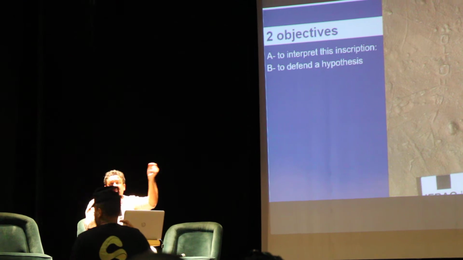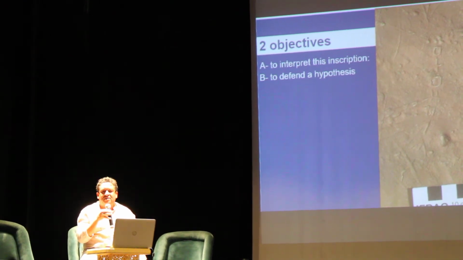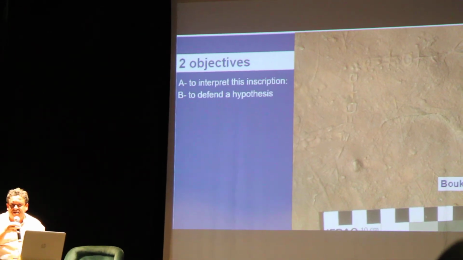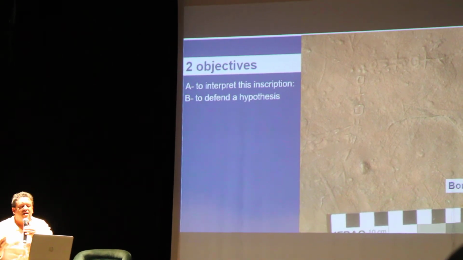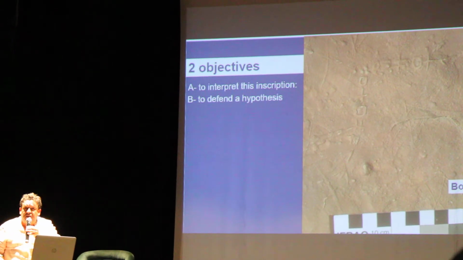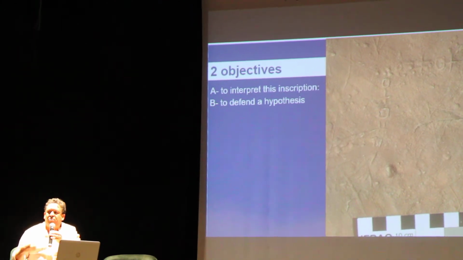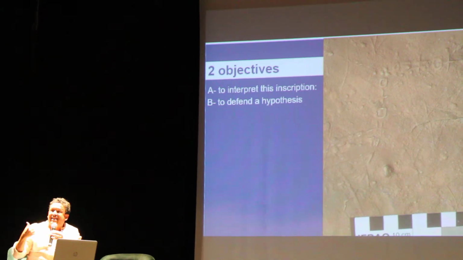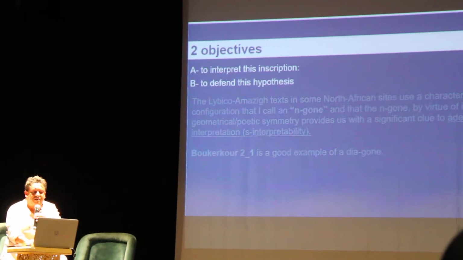A diagon is a chevron that has some highly specific characteristics that I would like to discuss with you. Hopefully this will enable us to understand what the inscription is about. So basically it's about revealing, deciphering the meaning of the inscription. The inscription itself is called Bokrokot. The technical term is Book 2.1. Beginning from now I will be using the term Book 2.1 as a technical label for the inscription. Well, so these are my two objectives.